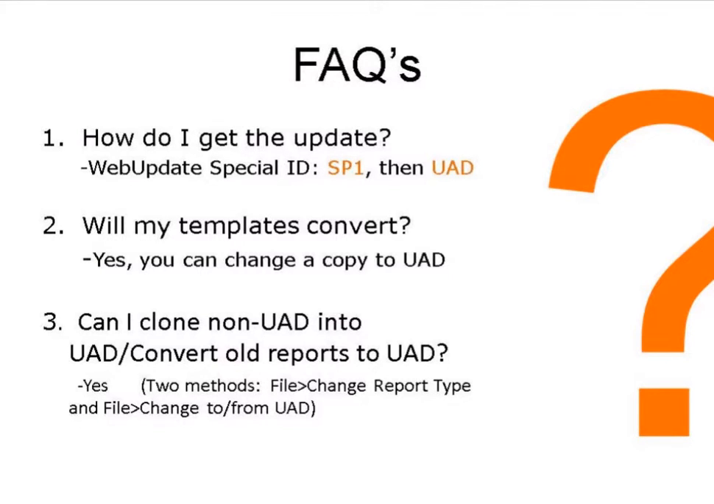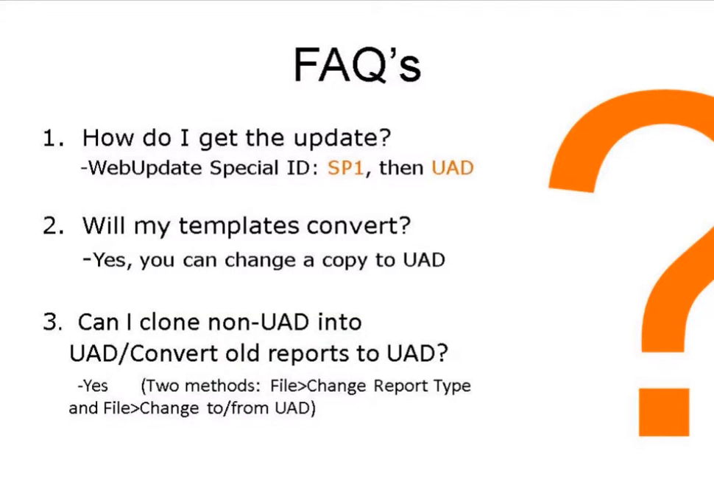I get the update? Well, as long as you're on ACI 2010, then when you run web update, where you'd normally leave the special ID or the special update ID blank, this time you would want to type SP1 to bring down the Service Pack 1 installer. That'll ask you to click next, next, next, a typical install, and then it'll launch web update automatically. And on the second time around, you would type UAD for the special update ID.